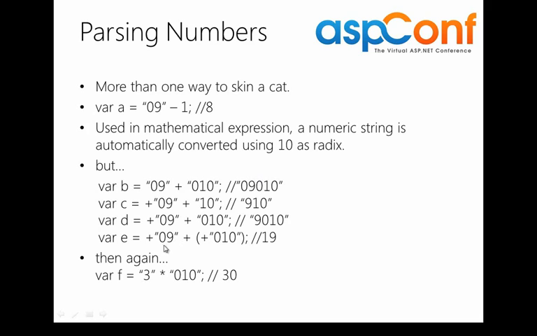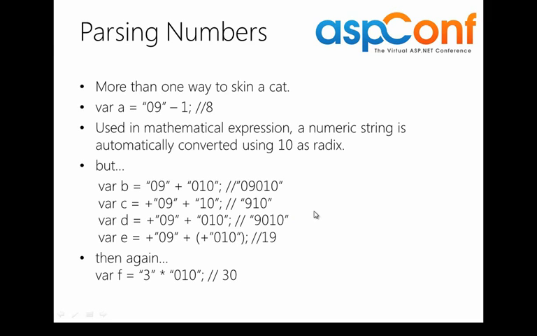But the next one, what we've done is plus "09" as a string, we've added the plus, and then in brackets we've done plus "010". Now this plus causes the "010" to be parsed as numeric 10. This plus causes "09" to be parsed as numeric 9, and you get the result as 19. But then if you go 3 times "010", you actually get 30. So that's not subject to the same problem as string concatenation with the plus.